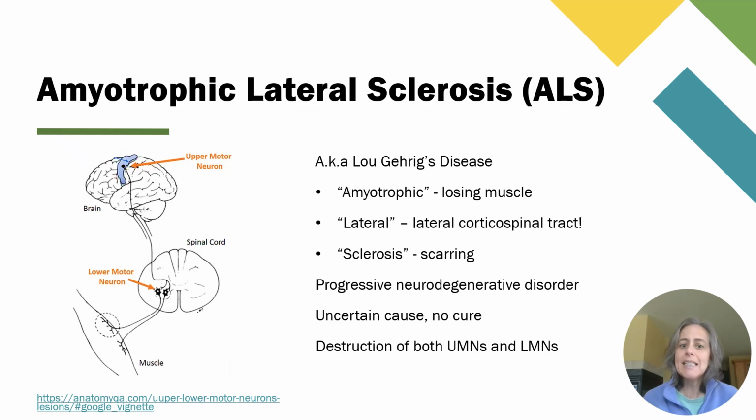What is this? This is another progressive neurodegenerative disorder that is also ultimately fatal. We're not really sure what causes it. A lot of people are working very hard on it, and we have at present no cure. Now, what's interesting about this condition is that you get destruction of both upper motor neurons and lower motor neurons. So you can get one and the other.